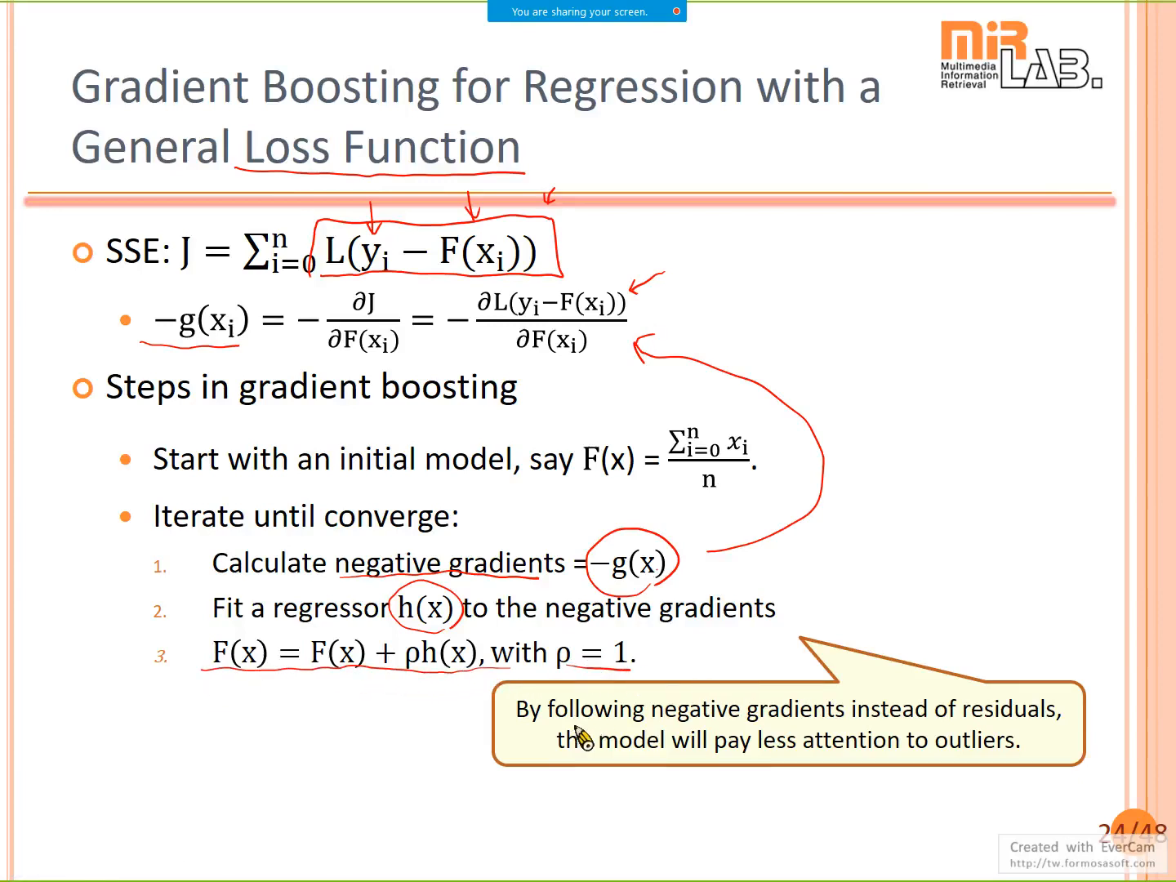So here we have a summary. By following the negative gradient instead of the residual, the model will pay less attention to outliers. So this is the advantage of using other loss functions, which are more robust to outliers. And by using the concept of gradient descent, we can take care of any format of loss function.